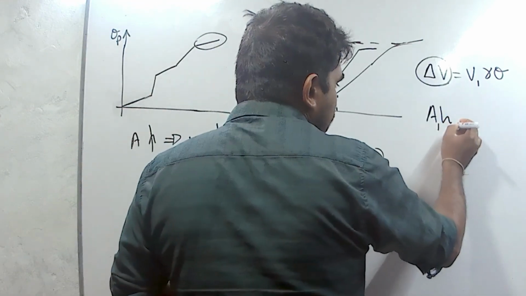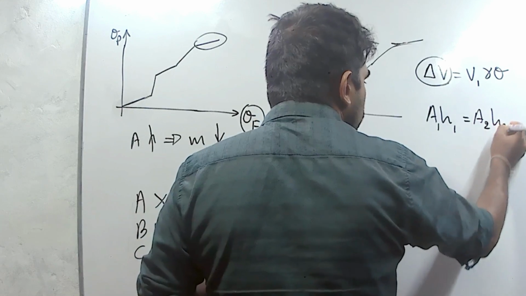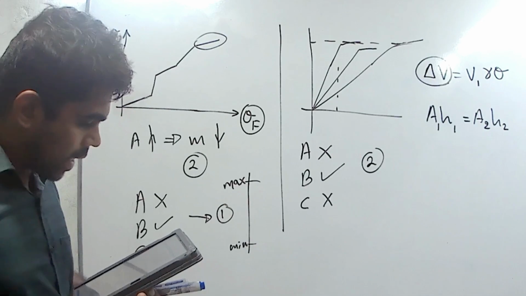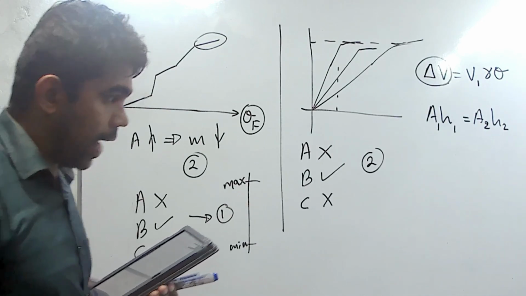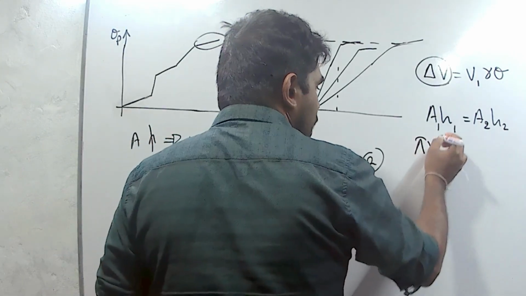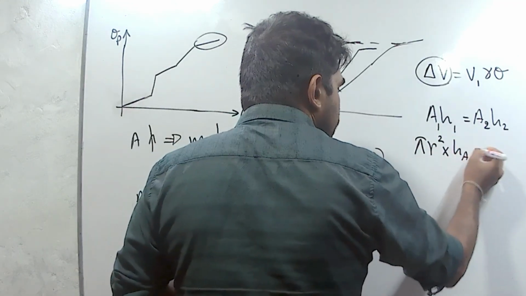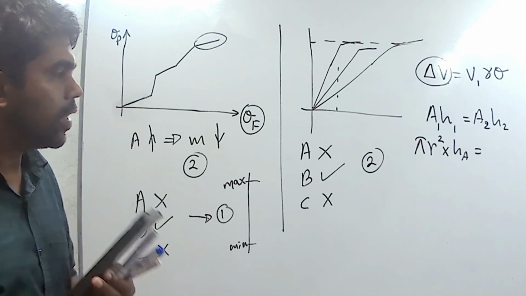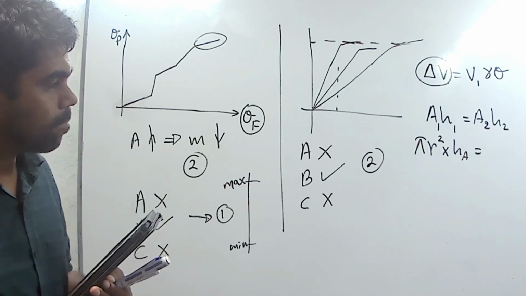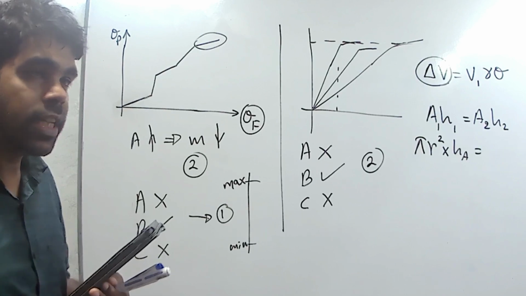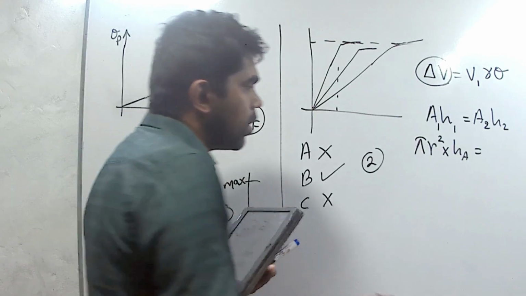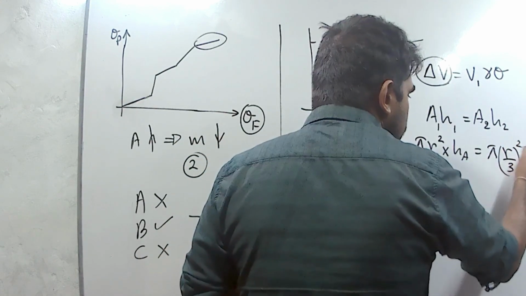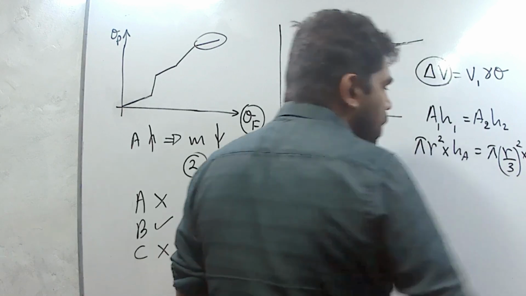Then A1 H1 should be equal to A2 H2 for both thermometers. Cross-sectional area of thermometer A, we can write 5R squared into HA. HA means increasement of mercury height for the thermometer A when increasing temperature by 1 degree. Area of second one, 5 R over 3 squared. Radius is R over 3, HB.